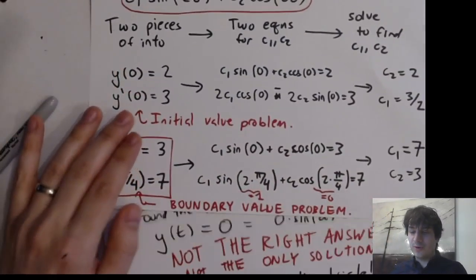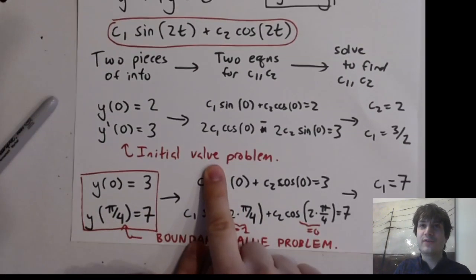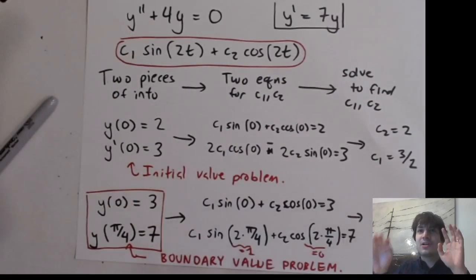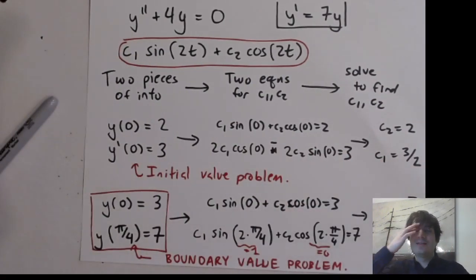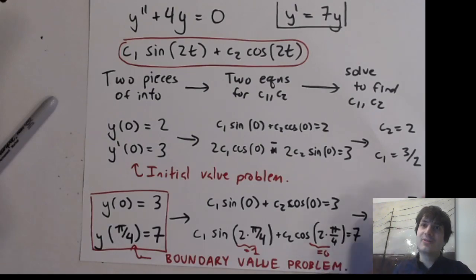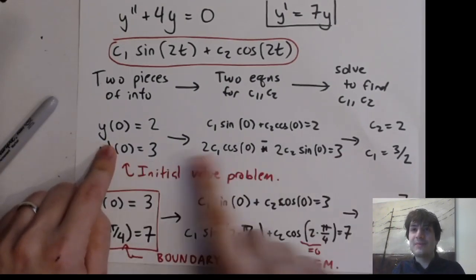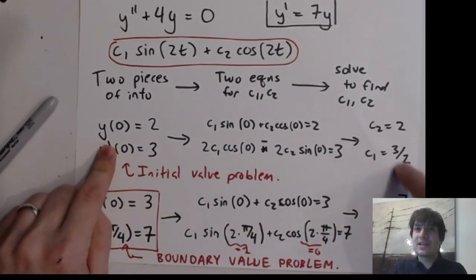Why are boundary value problems more difficult than initial value problems? Initial value problems are guaranteed to never be degenerate. Initial value problems always come out. You can always solve the equations. You always get C1 and C2.